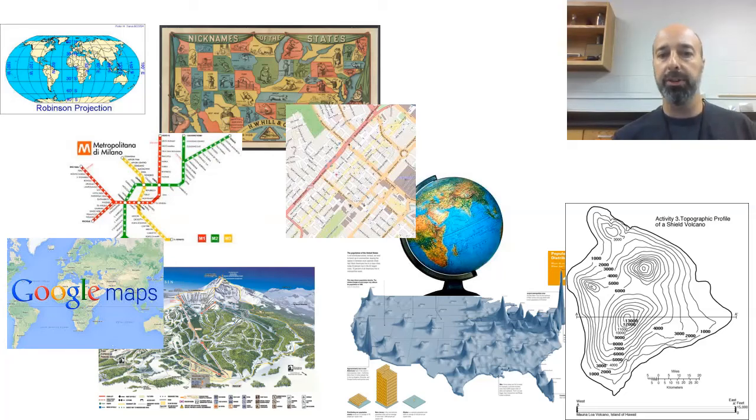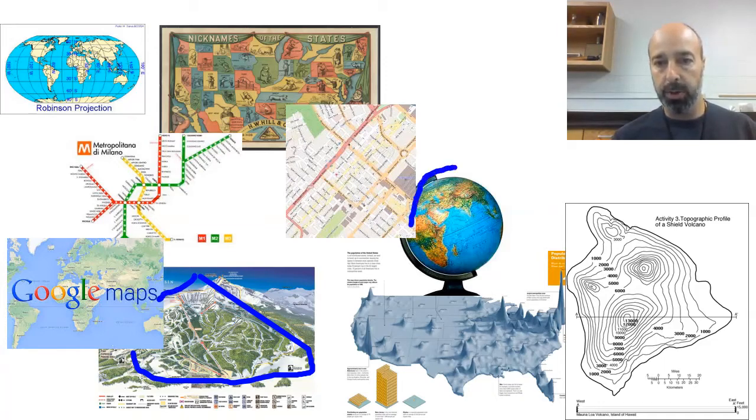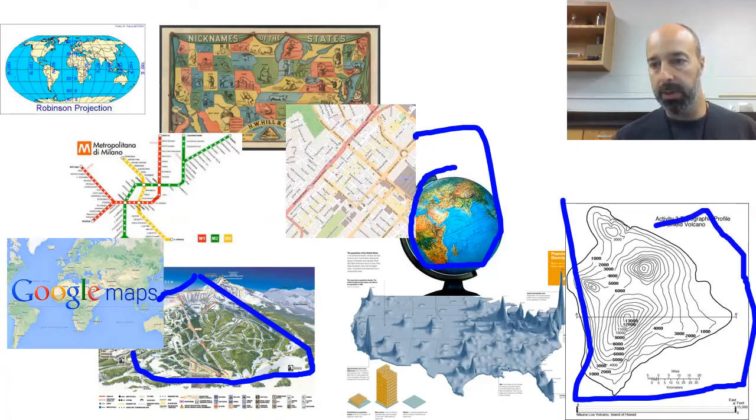Hello! In this lesson, we're going to be talking about maps. So you can see on the screen here, there are several different kinds of maps. We have down here a map of a ski slope. We have a globe over here. We have a topographic map over here, which we'll talk about later.